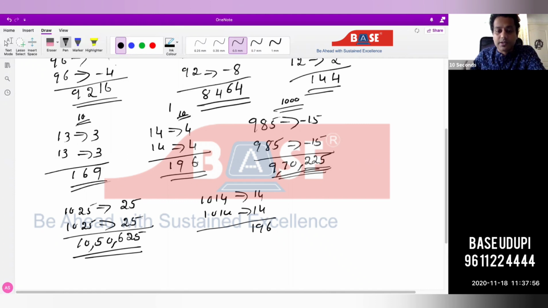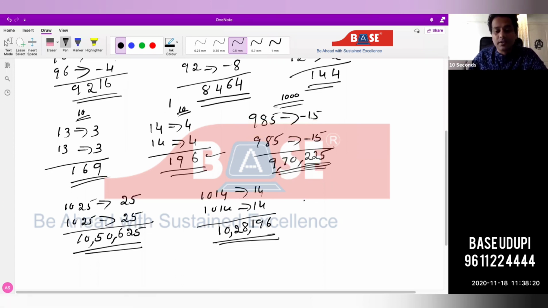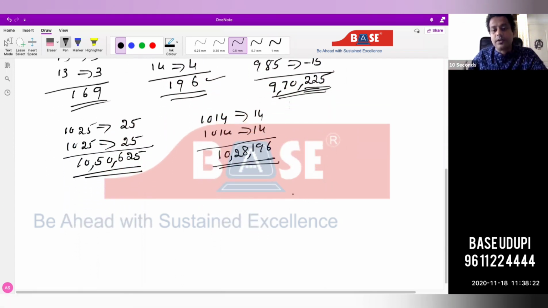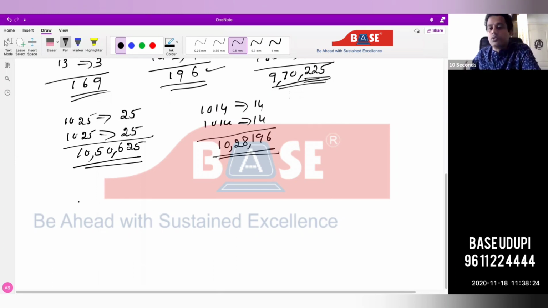Here you can see 196, 3 digits allowed. 1014 plus 14 is 1028, 10 lakh, 28,196 it is. But if it is nearest to 10, 100 and 1000, it's so easy to do. What if it is not nearest to 100, 10 or 1000? Still you can do it a little differently. Let's take those numbers where it is not nearest to place values.